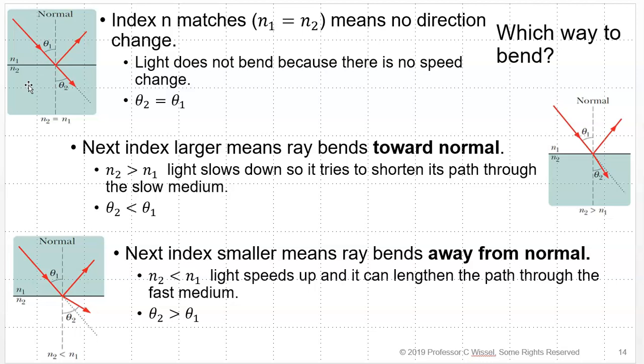And when that happens, light gets no advantage just bending toward or away from the normal. It's not going to make any difference. It doesn't bend at all, and theta 2 equals theta 1. Kind of a trivial case, but I always cover it anyway because you never know.